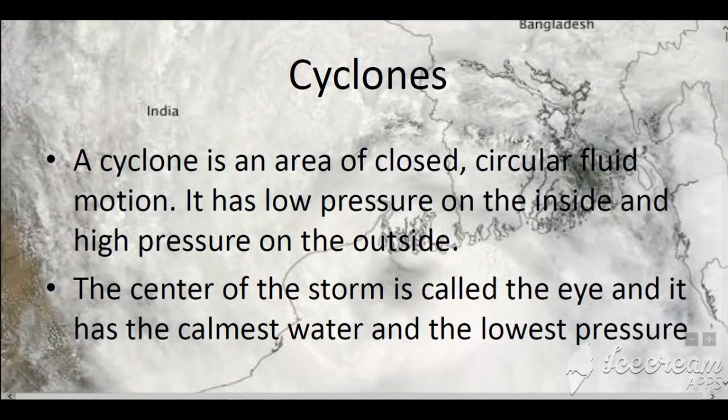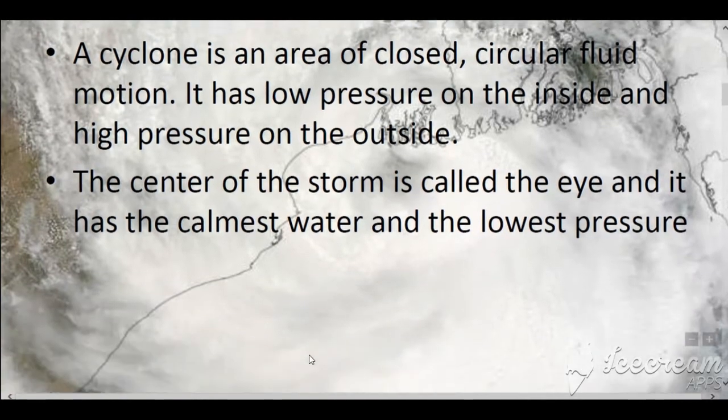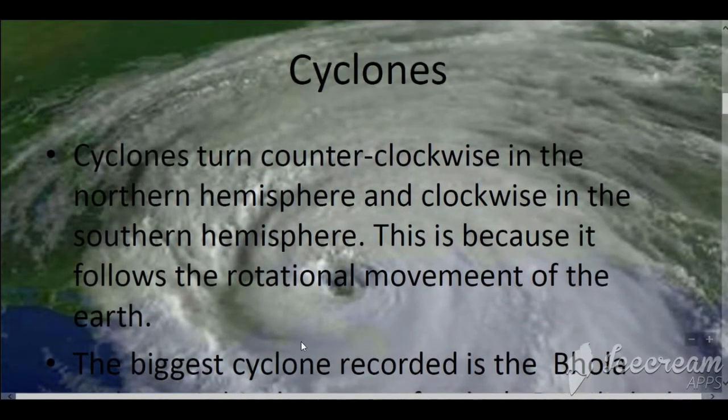In this slide, we'll speak about cyclones. What does it mean? A cyclone is an area of closed circular fluid motion. It has low pressure on the inside and high pressure on the outside. The center of the storm is called the eye, and it has the calmest water and the lowest pressure. Cyclones turn counterclockwise in the northern hemisphere and clockwise in the southern hemisphere.